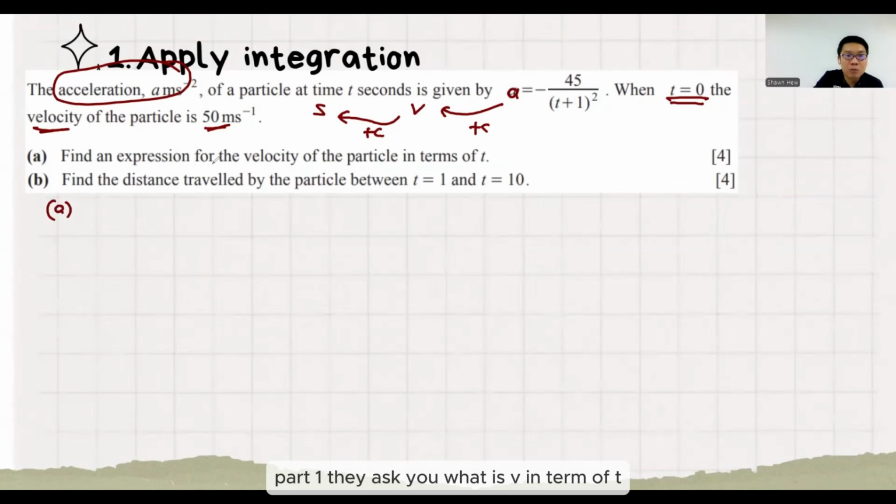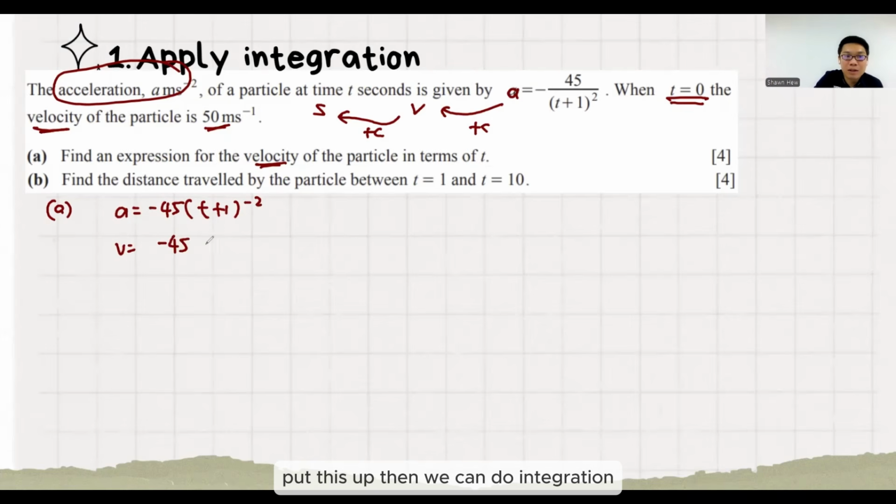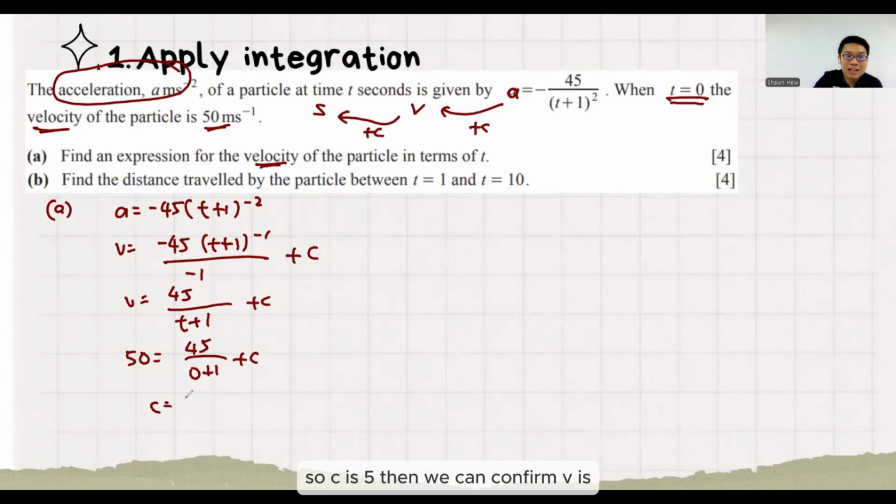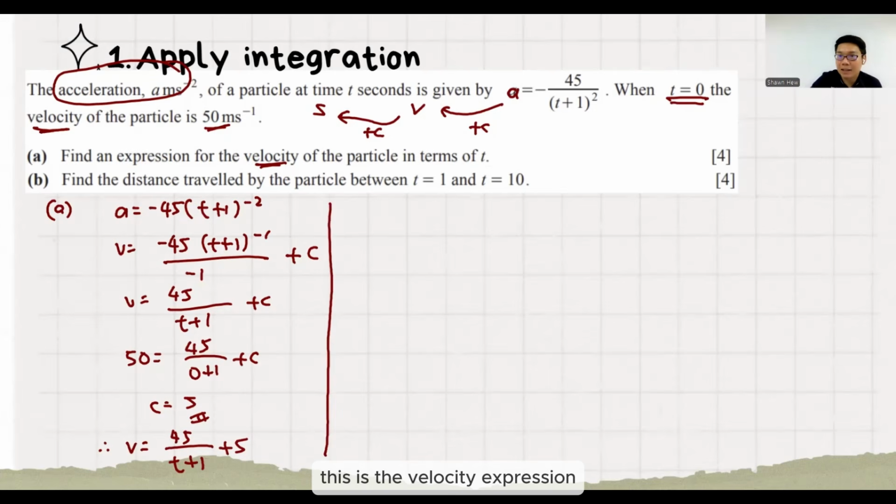Part 1, they ask you what is v in terms of t. So we just do integration. We need to do adjustment first. Put this up, then we can do integration. Power plus 1 divided by new power, and then plus c. They tell us time is 0, velocity is 50. So we substitute in. So c is 5. Then we can confirm v is, this is the velocity expression.